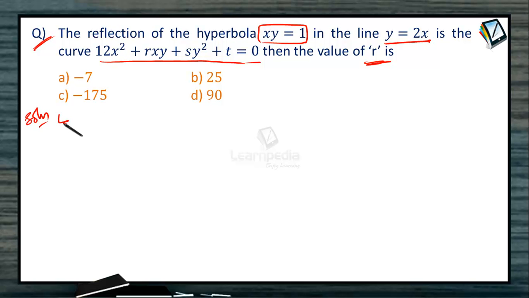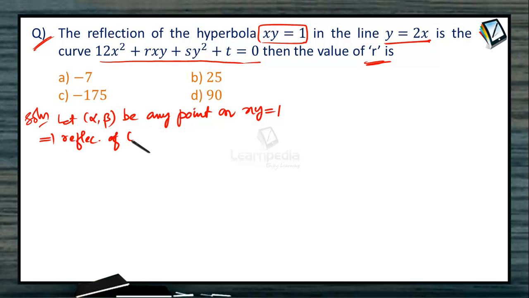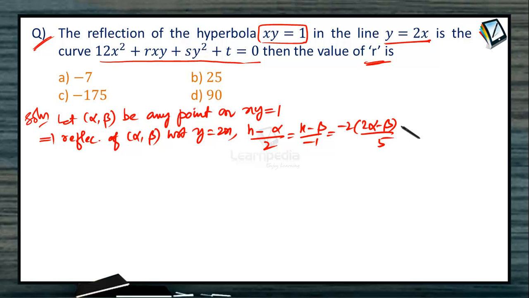So let us take alpha comma beta be any point on the hyperbola xy is equal to 1. That implies the reflection of alpha comma beta with respect to y is equal to 2x becomes h minus alpha by 2 is equal to k minus beta by minus 1 is equal to minus 2 into 2 alpha minus beta by 5, where we can get the value of h and k, that is h is equal to 4 beta minus 3 alpha by 5 and k is equal to 4 alpha plus 3 beta by 5.